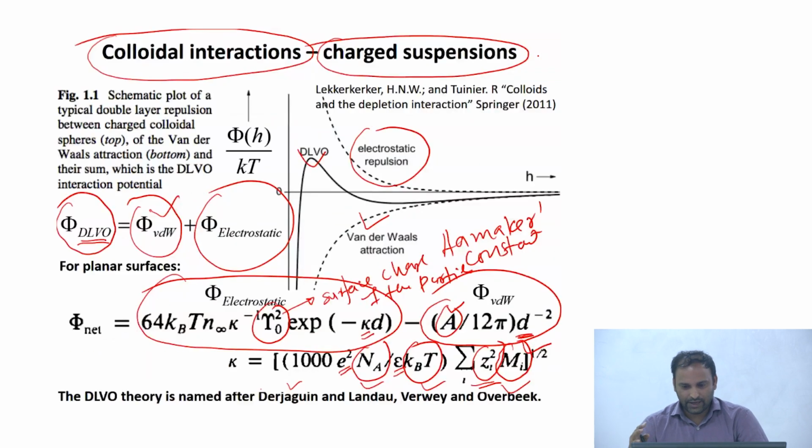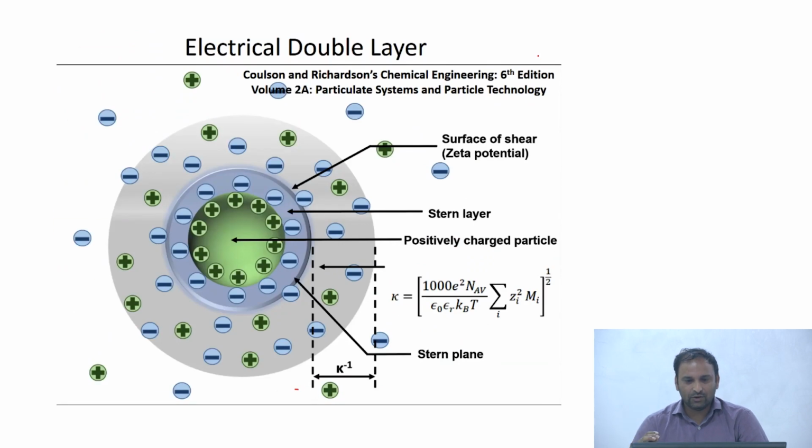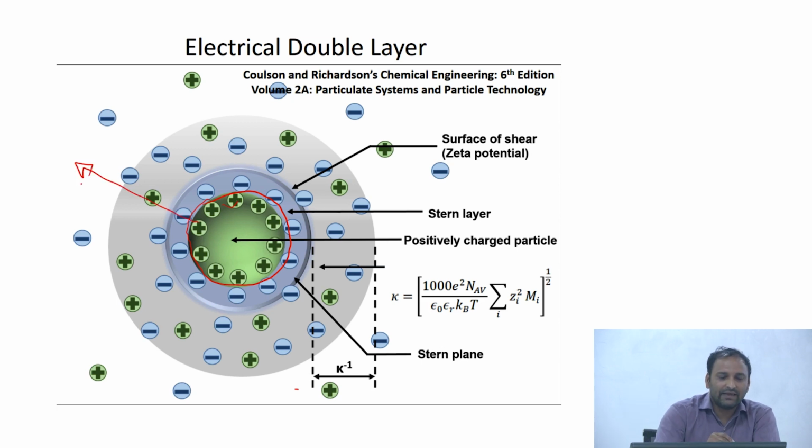That's the point. Just to give you a little bit about it, what you're looking at is a schematic. What you have in the inner part is a charged particle. In this case the particles are positively charged. The moment I put a particle in water, it can acquire charges. One of the ways of acquiring charges could be, say, a particle which has COOH groups on the surface.